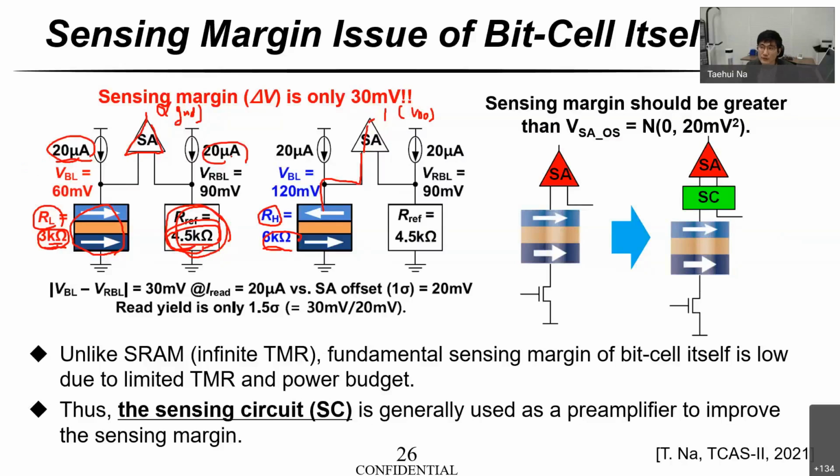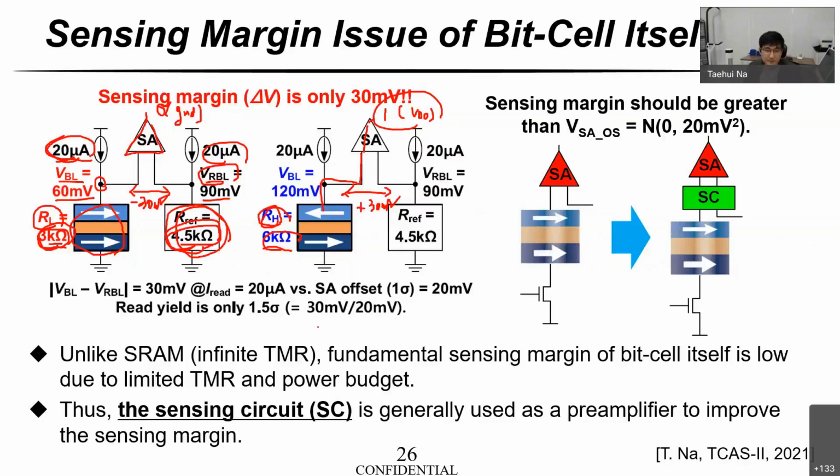If we use Ohm's law, V is equal to IR. In this case, this node voltage, the bitline voltage, is equal to 60 millivolt, which is 20 microampere times 3 kilo ohm. In this node, the reference bitline voltage, it becomes 90 millivolt. So the difference between bitline voltage and bitline bar voltage is 30 millivolt. In case of RH, it is the same, 30 millivolt. Do you think it is enough to change this voltage difference to digital signal? Actually, it is minus 30 millivolt and plus 30 millivolt.